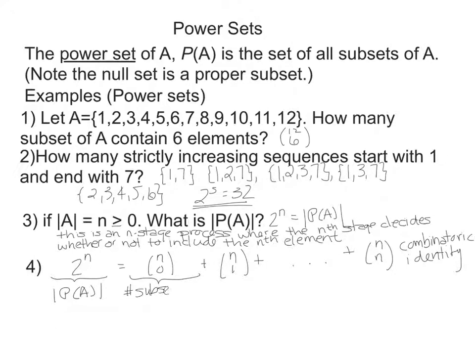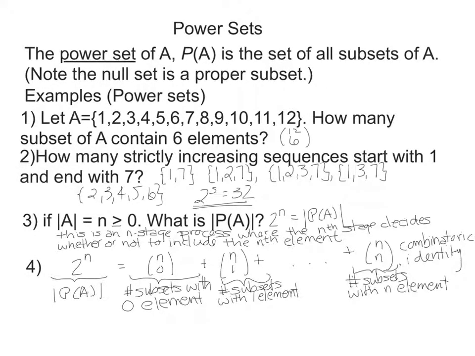0 elements, and of course that's the null set, plus the number of subsets with 1 element. And you go on, n choose 1 is the number of subsets with 1 element. And here the next term is n choose 2. That's the number of subsets with 2 elements, up to n choose n, which is the number of subsets with n elements. So these are all possible subsets, which is equal to P of A. Again, what you get is kind of a proof of this combinatoric identity.